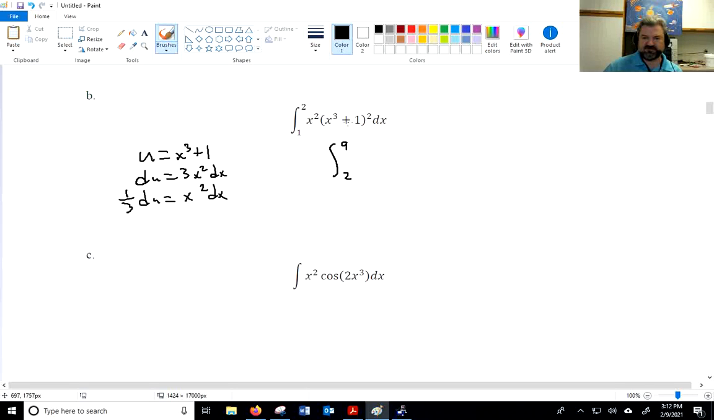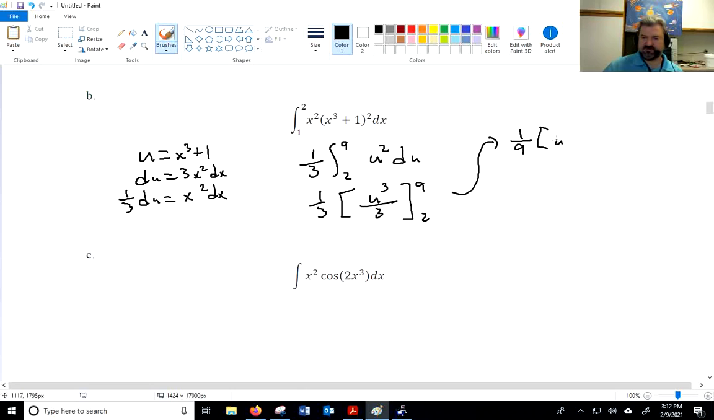And this x cubed plus 1 is u, so u squared. And dx times x squared became 1/3 du. I'll pull the 1/3 out and call it du. So now we'll integrate. u squared becomes u cubed over 3, and we'll be doing that from 2 to 9. So this ends up being, I can just factor out the 3, 1/9, 3 times 3 on the bottom. And I've still got u cubed to handle from 2 to 9.